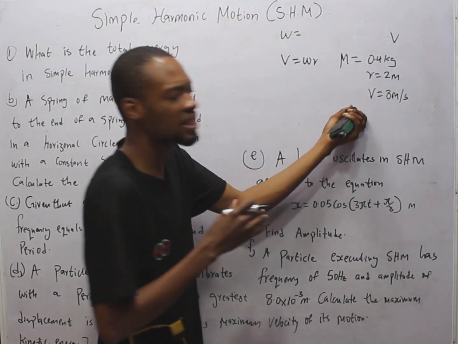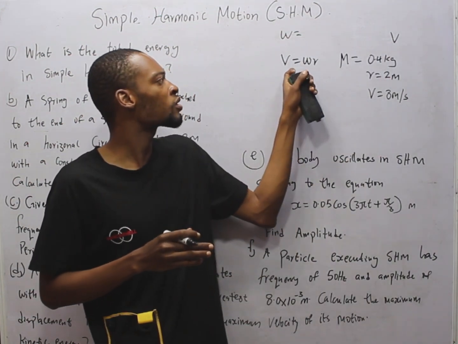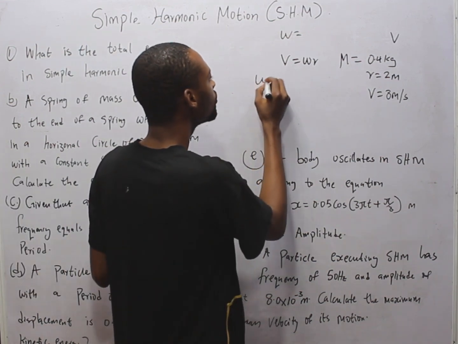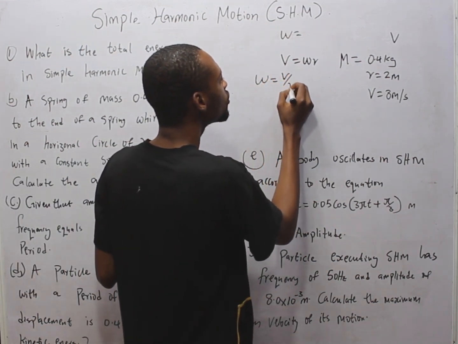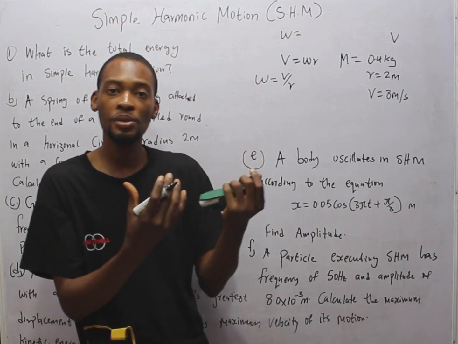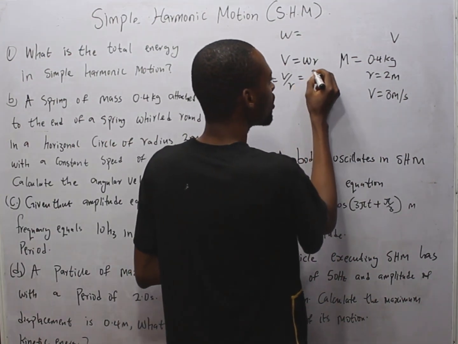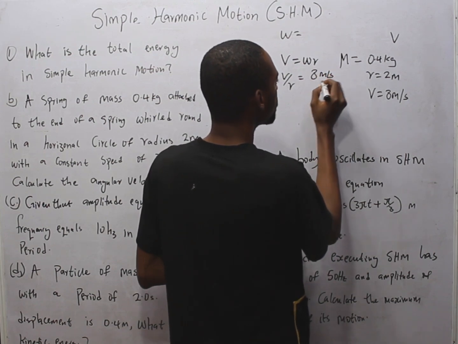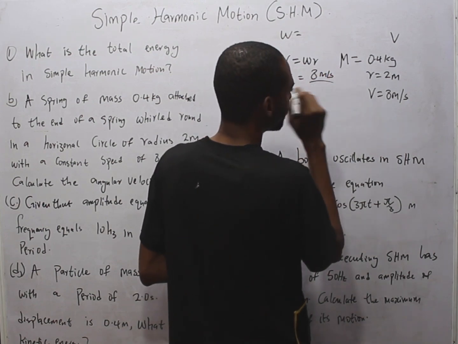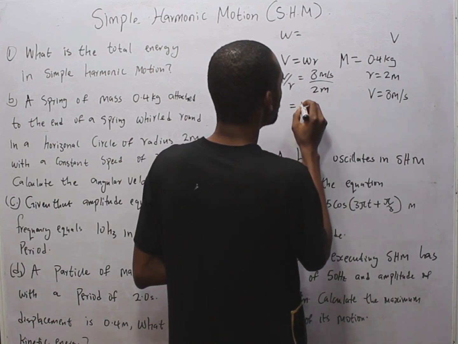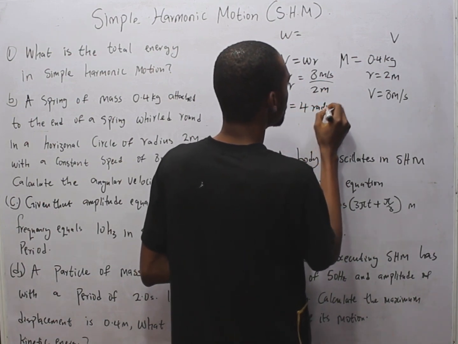So with this data given, we should be able to solve for the angular velocity, which is ω equals v over r, making ω the subject of the formula. This becomes 8 meters per second over 2 meters. So this gives you 4 rad per second.